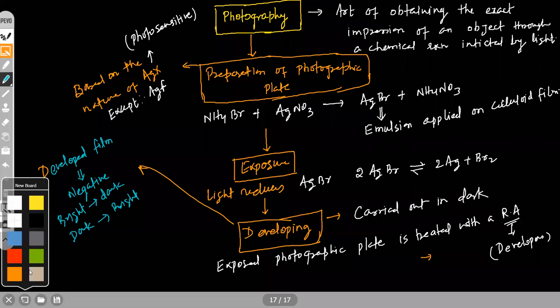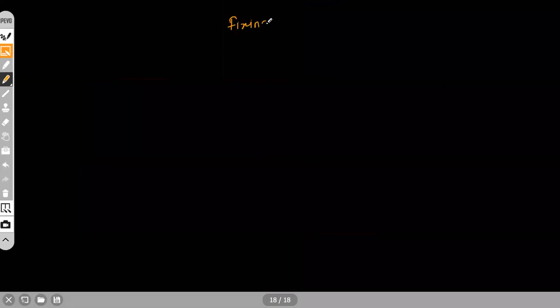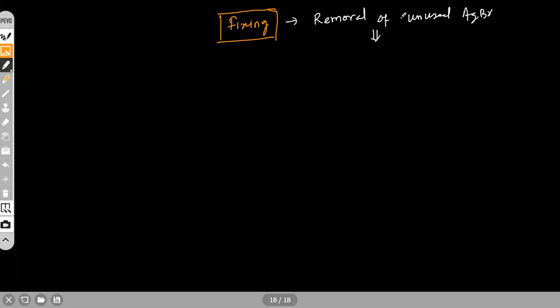After developing, the next step is fixing. In this, there is some unused AgBr, silver bromide, and we have to remove that. So fixing means removal of unused AgBr, and for this we use sodium thiosulfate solution. They have asked this question also: what do we use to remove unused AgBr? Sodium thiosulfate solution.